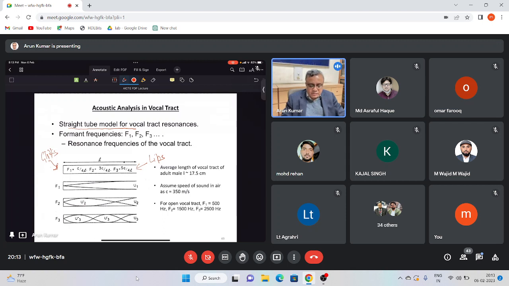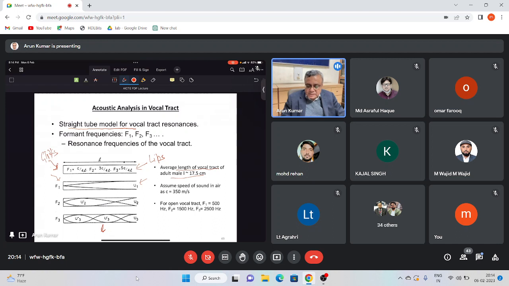Since it is closed at one end, you have minimum disturbance, and it is open at the lips end, you have the maximum spread. So you have a quarter wavelength. If the length of the vocal tract is L, then the first resonance frequency, F1, corresponds to a quarter wavelength, and then you have odd multiples of the quarter wavelength for the higher frequencies which are excited.